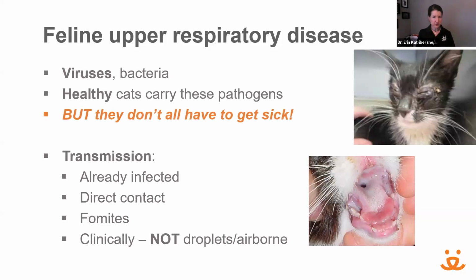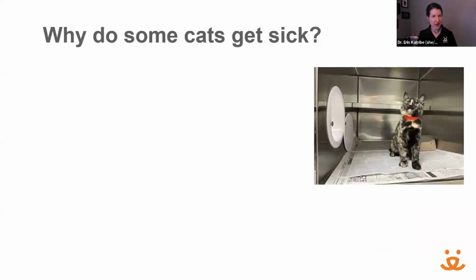When we talk about transmission, often these cats are already infected by the time they come into the shelter. If they're not, they can potentially become infected through direct contact, through fomites. Even though these are respiratory viruses, we don't clinically recognize droplets or airborne transmission for these pathogens. But why is it that some cats get sick and some don't? And it is about length of stay, and it's about stress in the shelter.